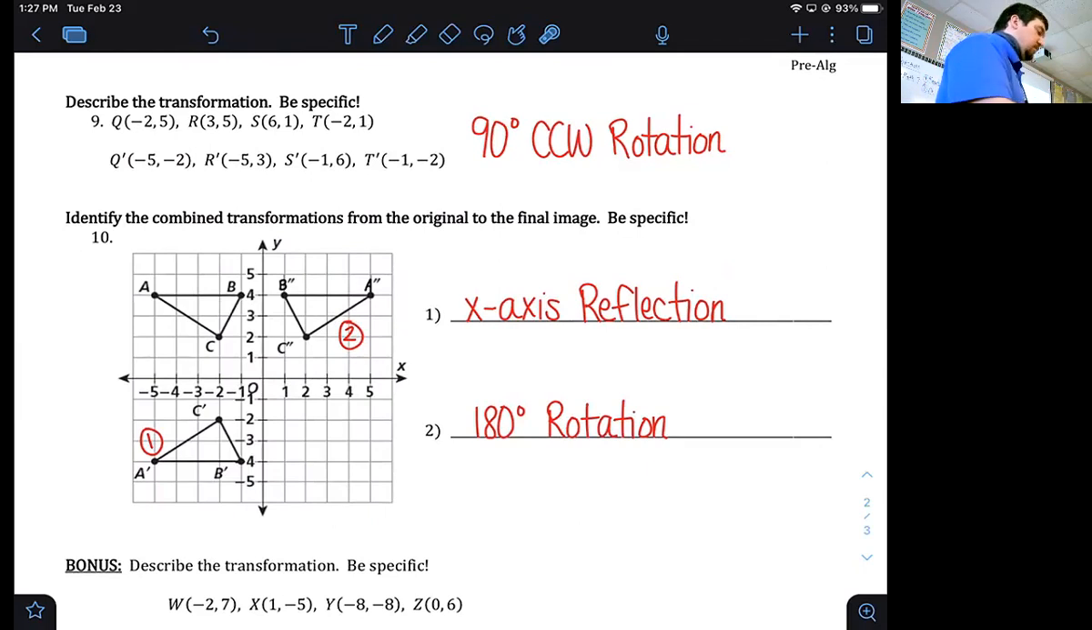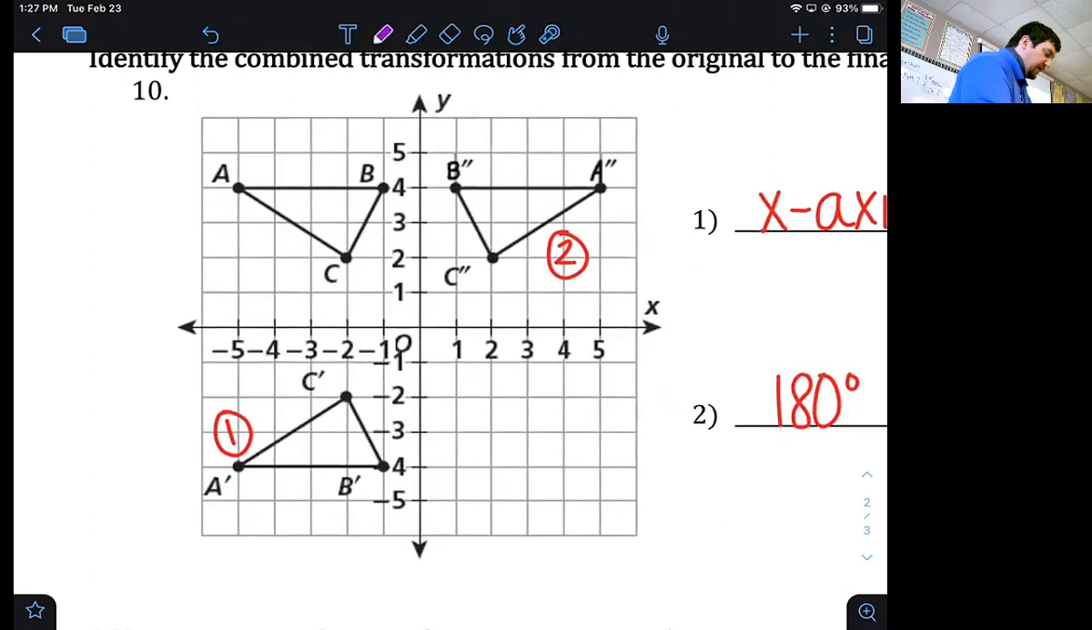Yes? For number 10, the first prime number, if it was a 90 degrees counterclockwise, would that put it in quadrant 4? It would still put it in quadrant 3. Wait, are you saying start with this one? Yeah, then it would put it in quadrant 4. Yep. And instead of A pointing to the left, A would be now pointing down. You're thinking reflection. It'd be 90 degrees. So instead of looking like that, it's going to look like this.